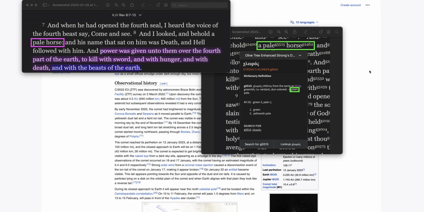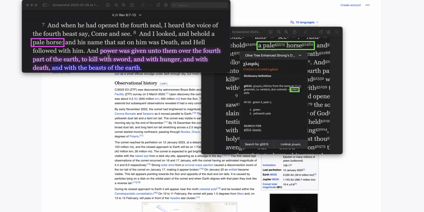I thought immediately of the pale horse, which isn't really pale at all. It's green. So I looked up and behold, the pale horse, and his name that sat upon him was Death, and hell followed with him. So we have the seed of life in the comet Ison. Is this a seed of death?